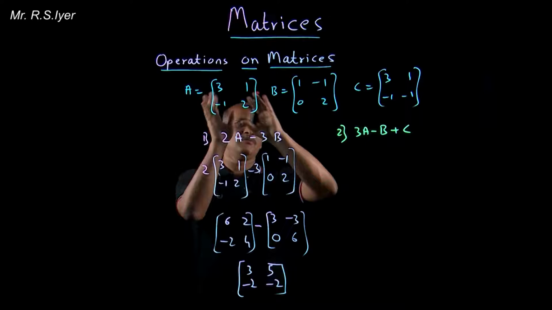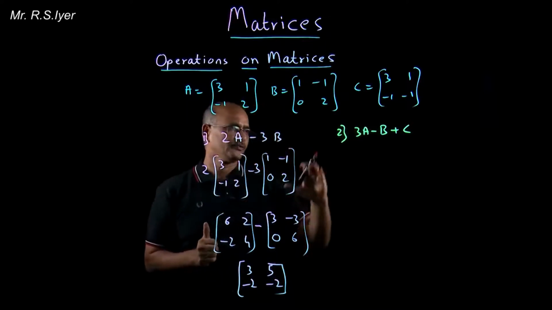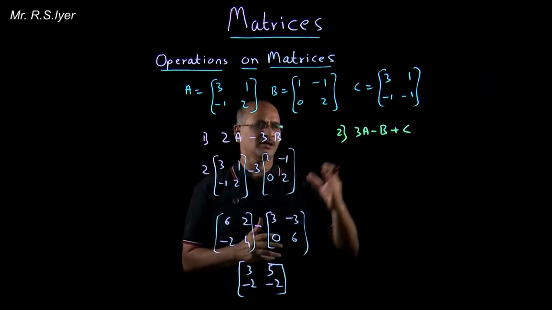So let us just take the same matrix and let us give it the example over here, 3A minus B plus C. So what is the working of it?